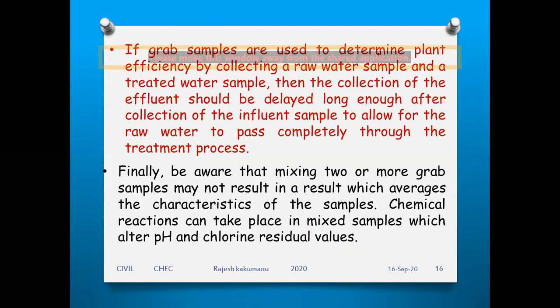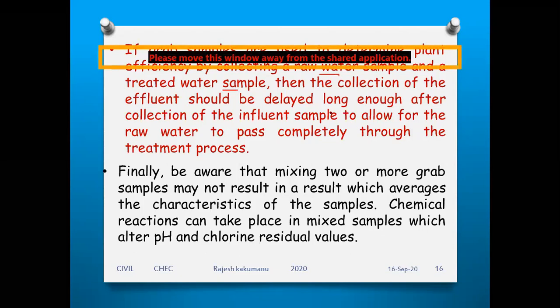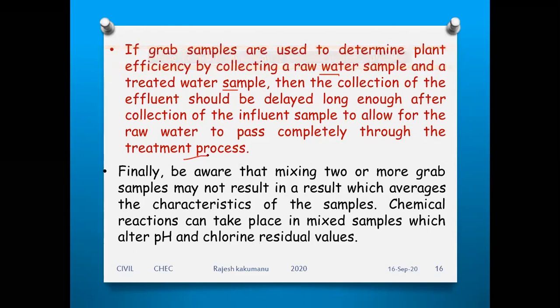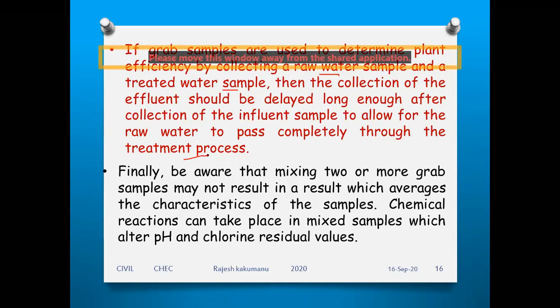If the grab samples are used to determine plant efficiency by collecting the raw water and the treated water sample, then the collection of the effluent should be delayed long enough after the collection of the influent sample to allow the raw water to pass completely through the treatment process. So what is the point saying? Whenever you have to check the plant efficiency by collecting the raw water sample and the treated water sample, the collection of the effluent should be delayed long enough after the influent sample to allow the raw water to pass completely through the treatment process.